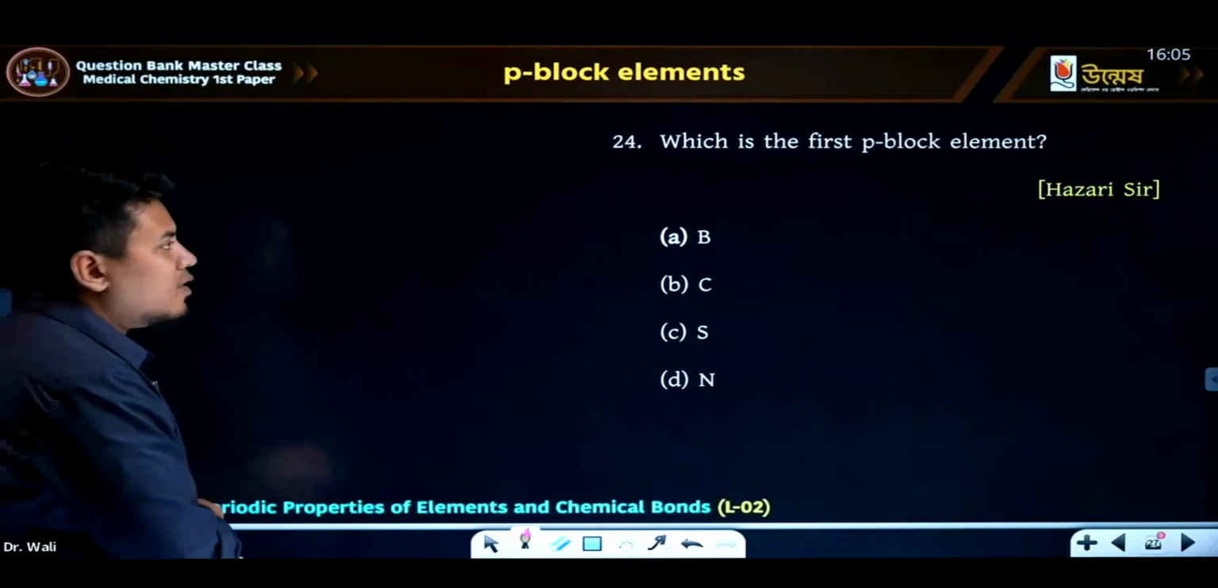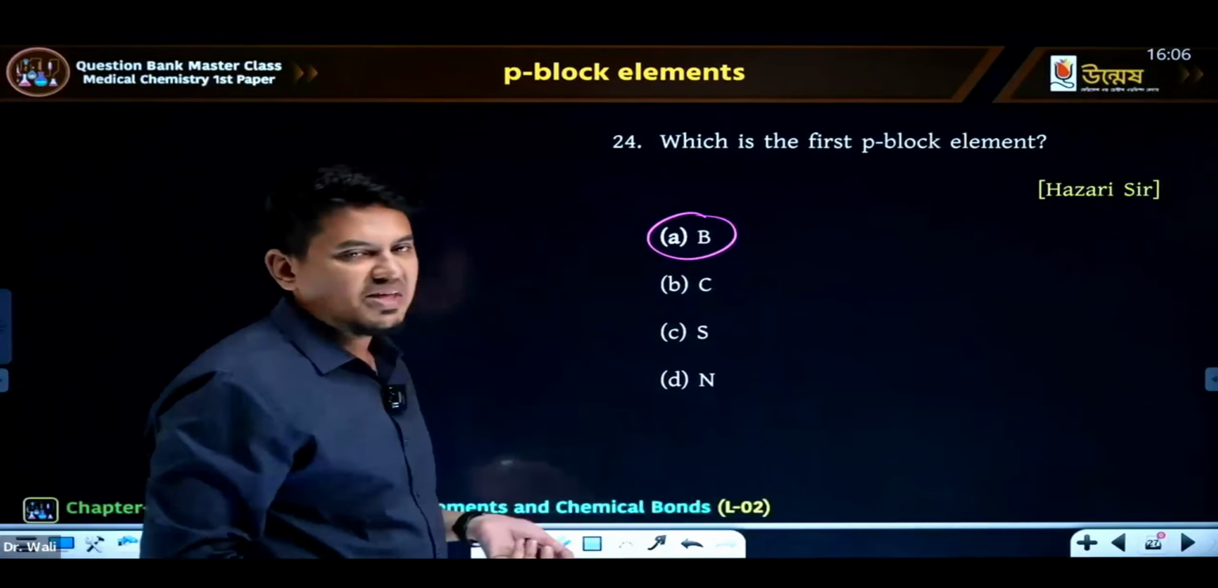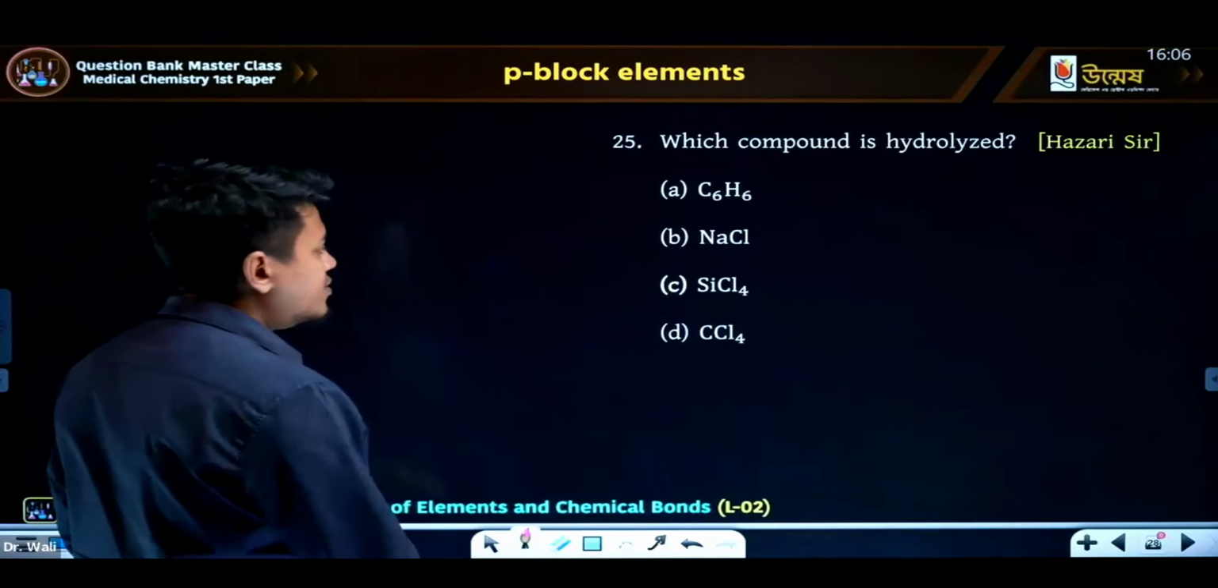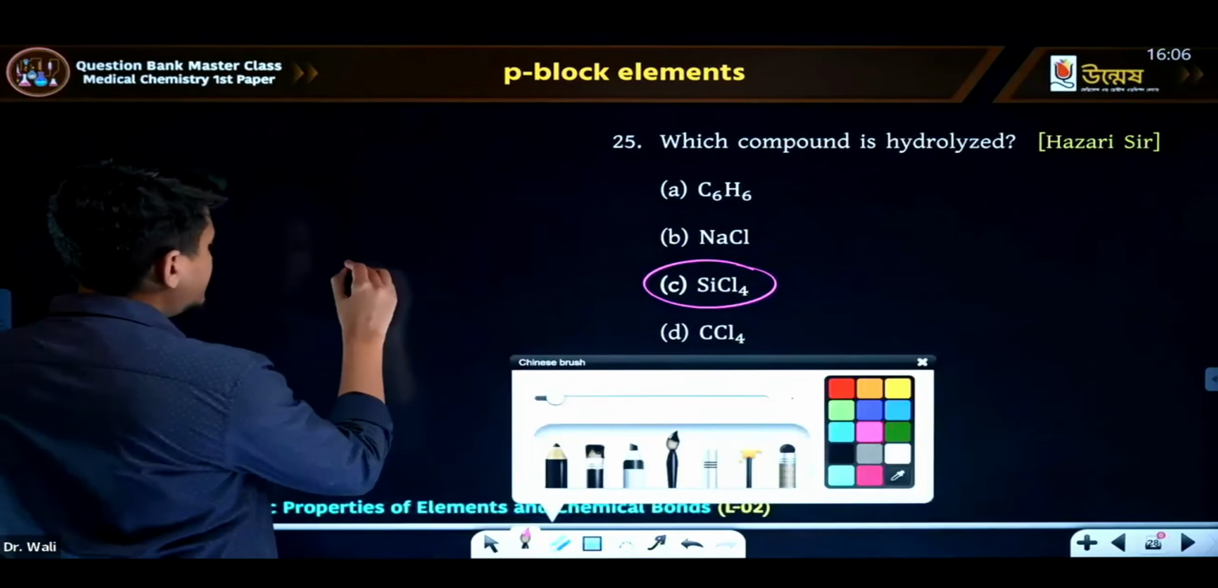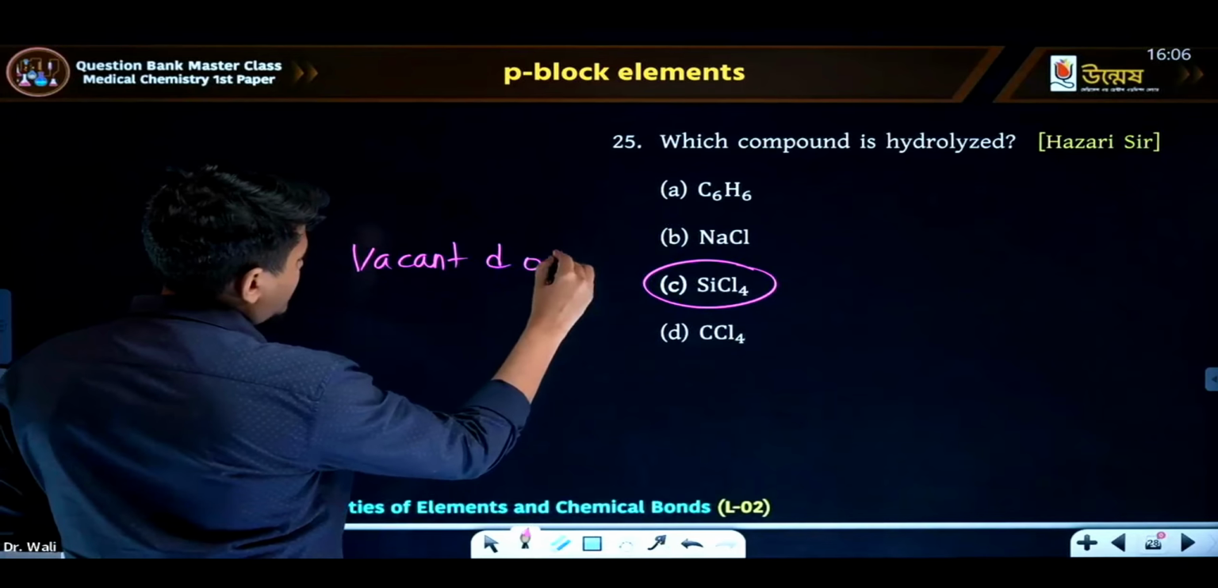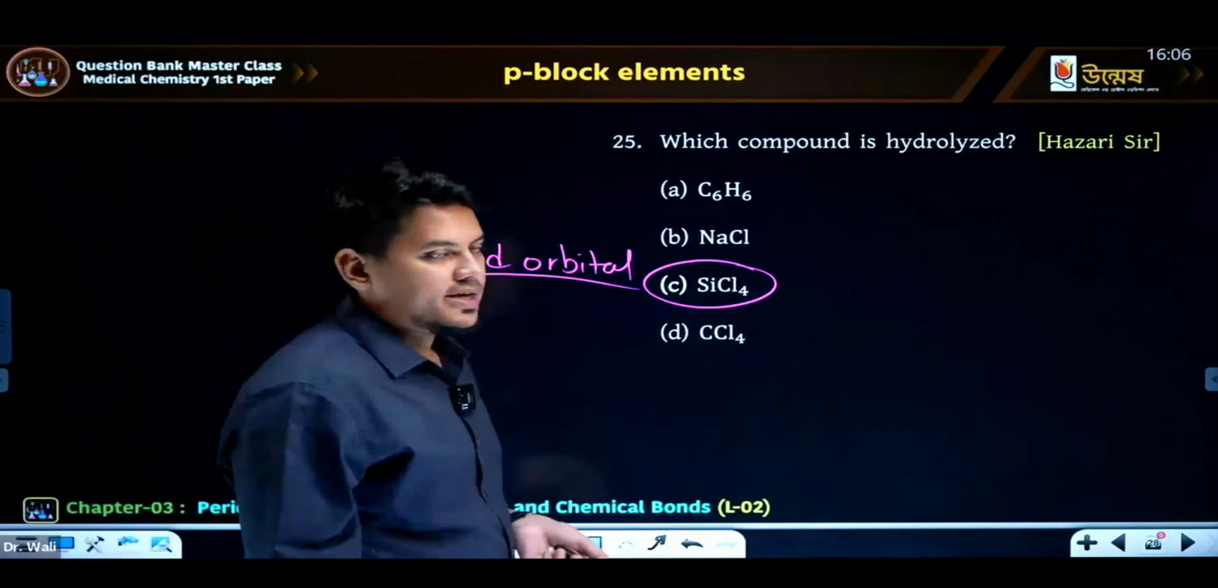Which is the first P block element? The first P block element is boron. This is a very easy question. Which compound is hydrolyzed? The compound which gets hydrolyzed is silicon tetrachloride. Why? Because it has a vacant d orbital. A vacant d orbital in the central atom is the precondition for getting hydrolyzed.